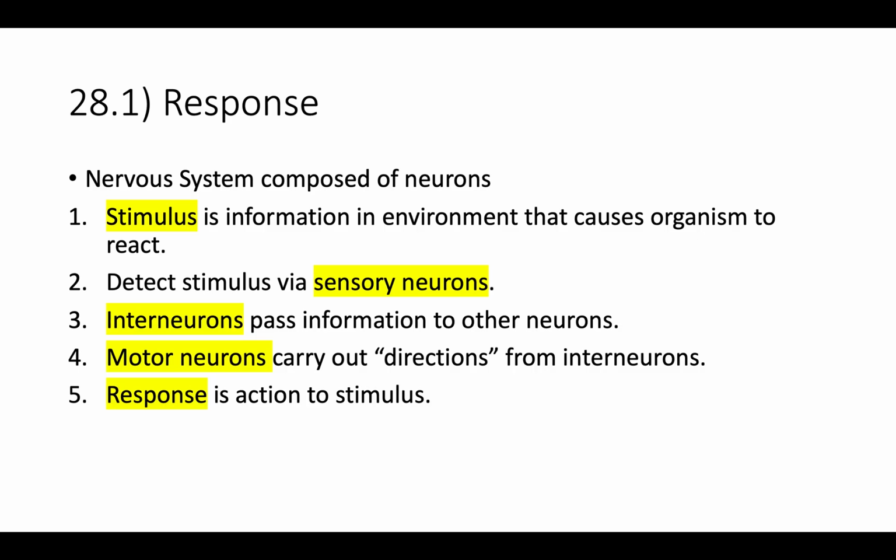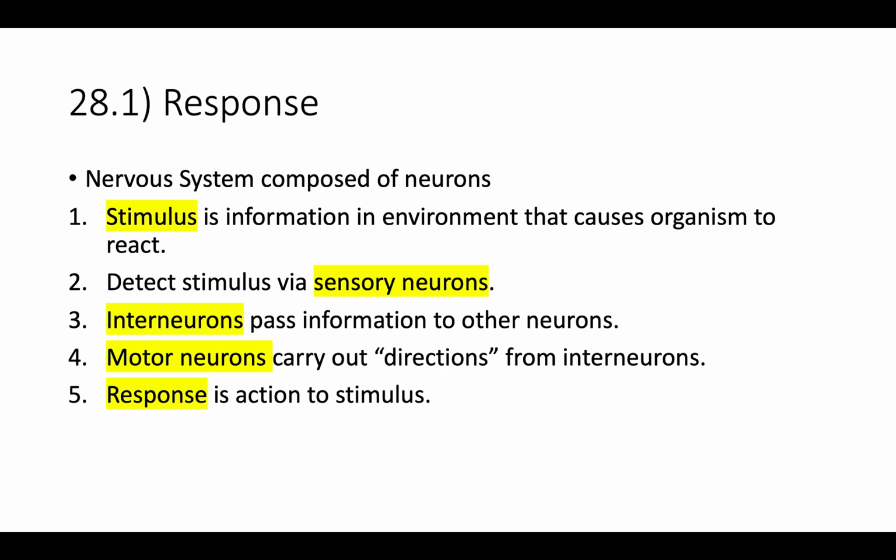28.1. We're going to be looking at response. Like I said, this is going to be your nervous system, and it's composed of one cell called a neuron. A neuron really has three functions. It's either going to receive signals, that signal being called a stimulus, interpret, or send a response. So you have really three functions that a neuron can do.